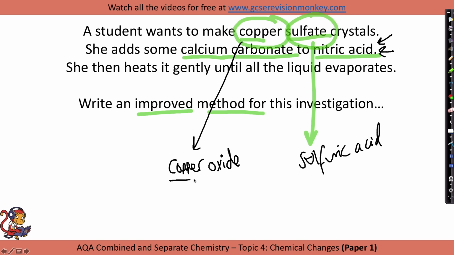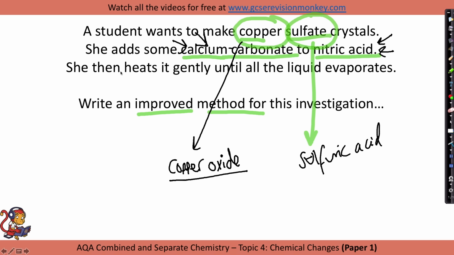Really the best thing that you'd want would be copper oxide, however they won't penalise you if the thing that you react together does make copper sulfate. So you might have even put copper carbonate or copper hydroxide or copper something like that. So that's what you need to look out for. They've wrongly said that they're going to use calcium carbonate.